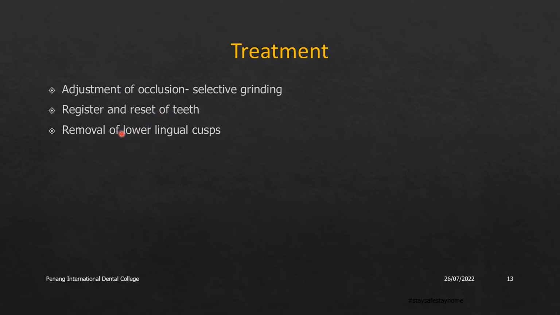And in some cases, we may need to remove the lower lingual cusps if they are causing tongue biting, that is because of the reduced lingual overjet. Then in some cases we may need to contour and reduce the height of the lower lingual cusps to provide space for the tongue and to prevent tongue biting.